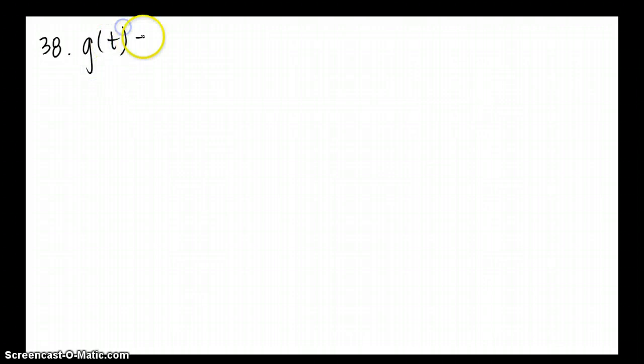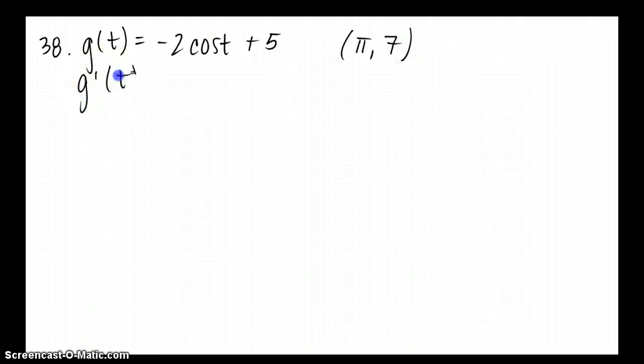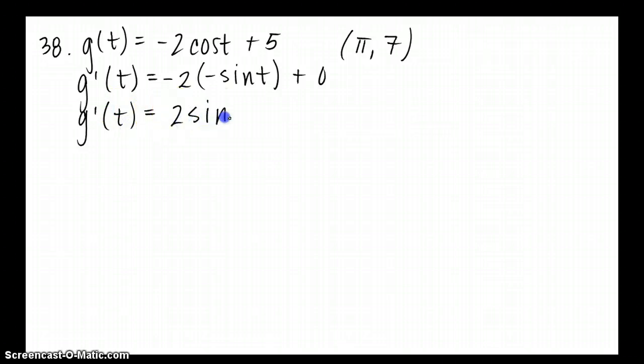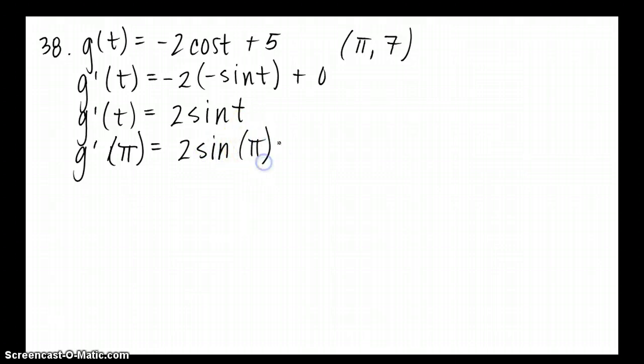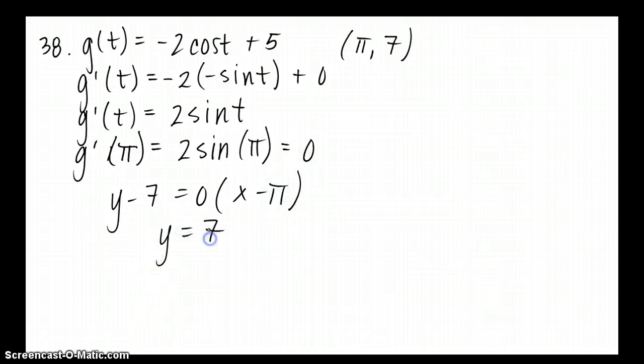Because everybody loves trig. g of t equals negative 2 cosine of t plus 5 at the point (pi, 7). Alright, g prime of t. I don't need to do anything to the function as far as expanding or breaking up fractions. Derivative of cosine is negative sine t. Derivative of 5 is just 0. So g prime of t is 2 sine of t. g prime of pi is going to come out to 0 again. Alright, if my slope is equal to 0, then the equation of the line is just going to be y equals 7.